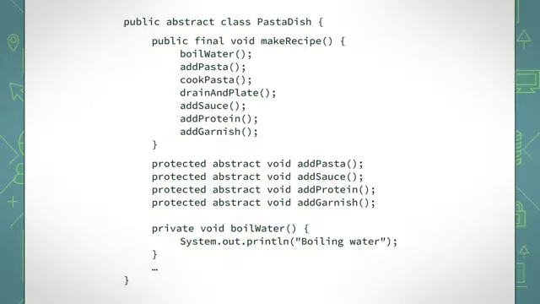From within makeRecipe, the other methods are called. For example, it calls boil water. Boil water is done the same for any subclass, and so its implementation is consolidated in the superclass. The methods add pasta, add protein, add sauce, and add garnish are going to be left up to the subclasses, like spaghetti meatballs or penne alfredo, to provide them.